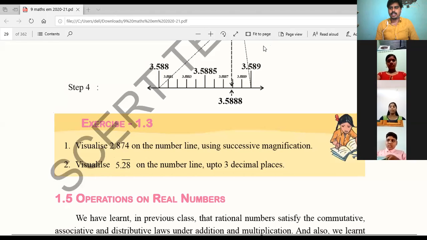Successive magnification of numbers. Only two problems are there. I will explain one, and the remaining problem you have to try. So I'll explain the second. It seems to be a little bit more difficult compared to the first one, right? Okay.